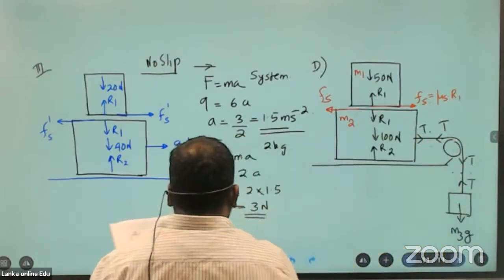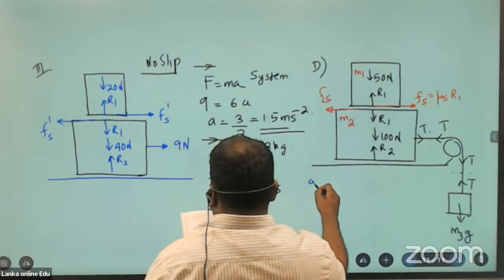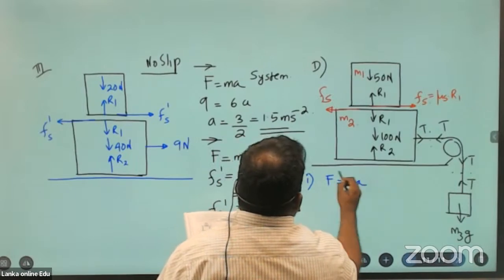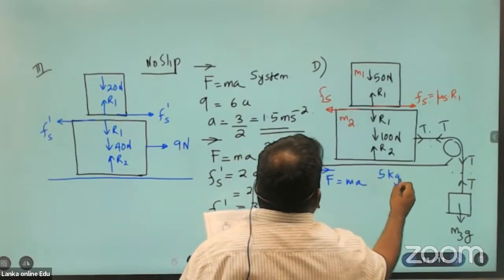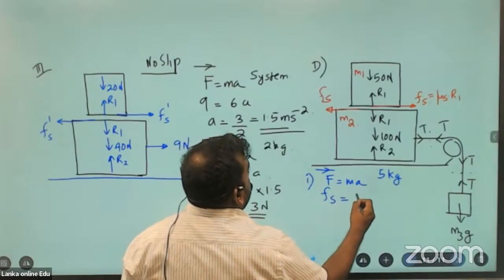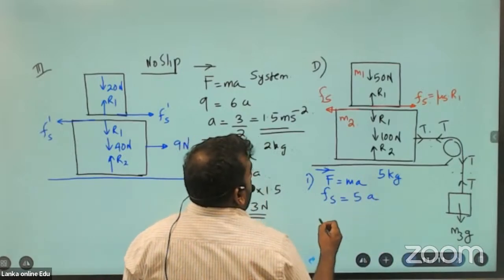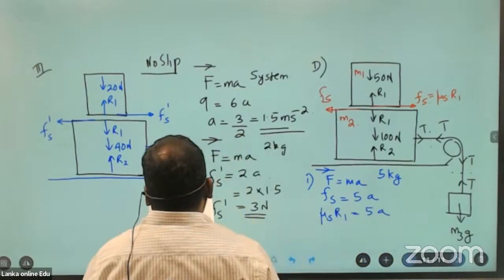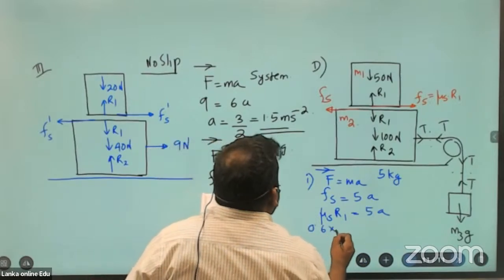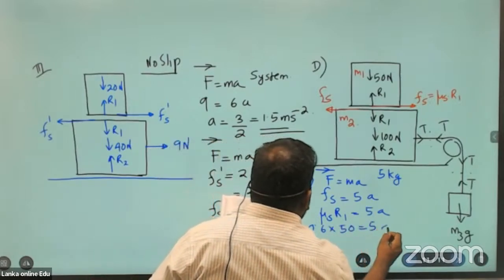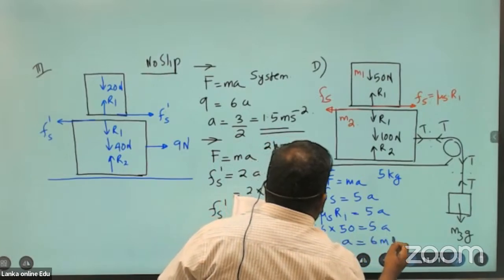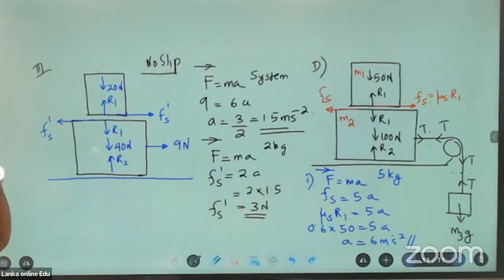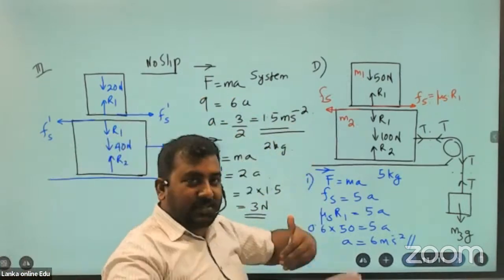Let me apply carefully. Here, part Roman 1. F equal to ma in the forward direction acting on the 5 kg mass. Limiting friction is mass into acceleration a. Limiting friction is mu s into normal reaction, 5 times a. Mu s is already given, 0.6. Normal reaction is 50. 5 times a. Acceleration equals 6 m/s². Maximum possible acceleration is 6 m/s². So this is from the earlier question; the experience you have, you apply it here.